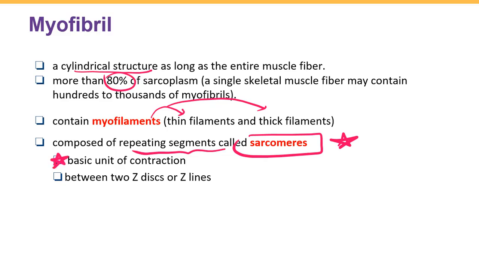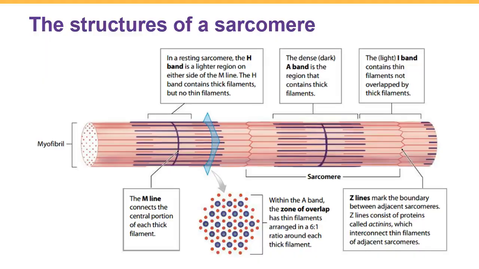What does it mean to be the basic unit of muscle contraction? When a muscle contracts, these sarcomeres shorten, and that's how your muscle generates movement. That is the reason we call the sarcomere the basic unit of contraction. Each sarcomere is found between two zigzag lines, or Z lines, or Z discs. As I mentioned, when the muscle contracts, it pulls the Z discs closer together, so the sarcomere shortens, and then we have movement or contraction.